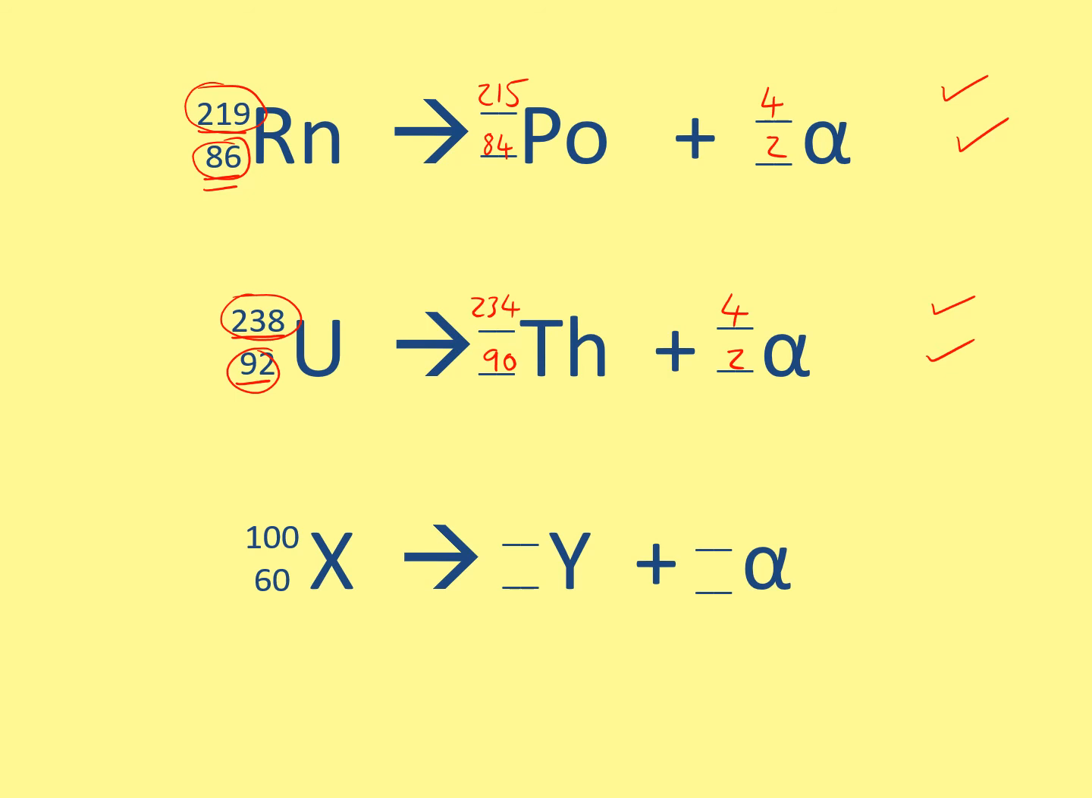Last one is this made up equation here. We started with 60 protons and we know that alpha's 4,2. So therefore 2 have left from the original 60, so there's 58 left. And out of the 100, we lost 4, so there are 96 remaining. And we can double check ourselves. I started with 100, so 96 plus 4 is 100. And I started with 60, and 58 plus 2 is 60, so we know we're correct.